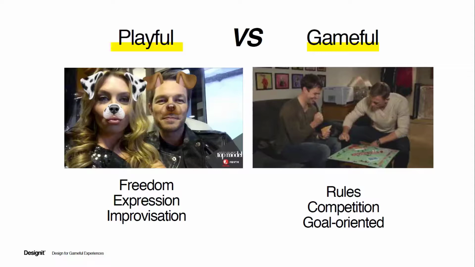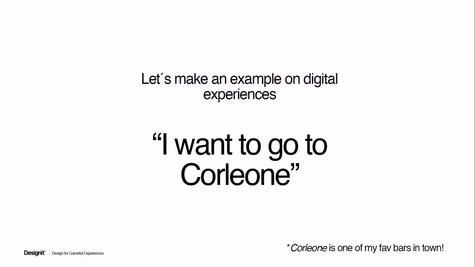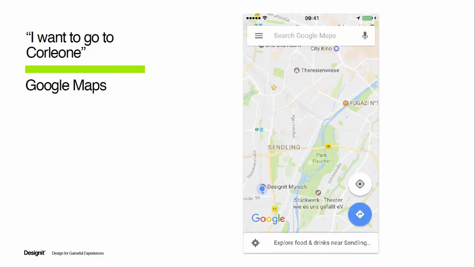And yeah, maybe let's make an example with digital experiences. I want to go to Corleone. Who knows what Corleone is in Munich? Great choice. Good. It's my favorite bar in Munich. I can choose different approaches. The first one is that I want to use Google Maps. I write Corleone, Google finds it pretty quick, and then it tells me the way from A to B, and I can decide when to leave. After work, 6:40, and then I can look for different opportunities to reach that place. So Uber, Metro, whatever. That's it, A to B.